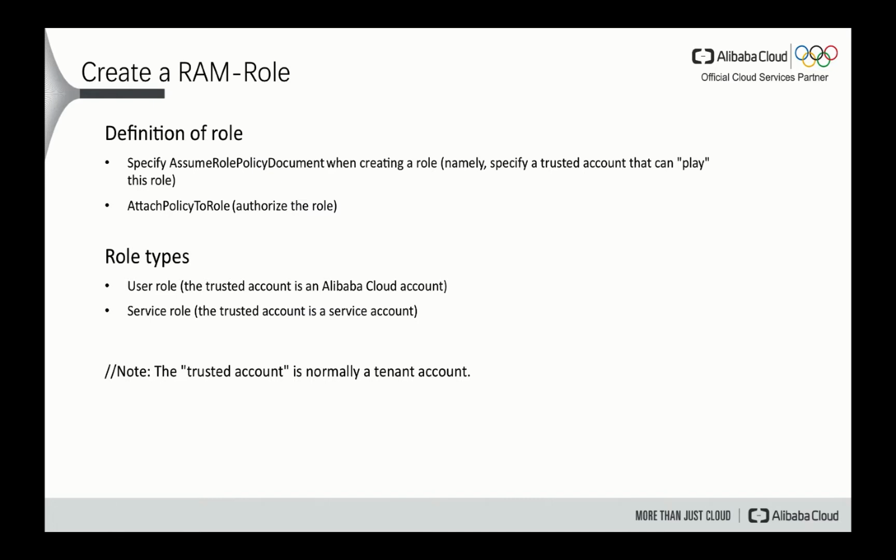In the RAM role functionality, you can create two kinds of roles. The first one we call the user role. The second one we call the service role, right? The role uses an assume role policy document to describe your role and specify who can actually play this role. Then you attach a policy to the role itself. We have two types, user role and service role, right?